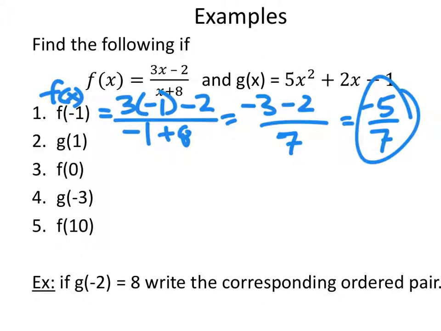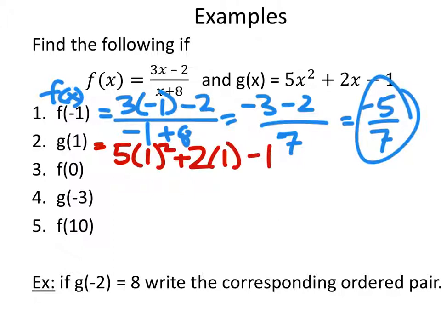Now on this next one, though, it asks for g of x, right? g of x, where x is 1, which is what this is telling us. So in this function, I've got 5 times 1 squared plus 2 times 1, and that's a minus 1 right there. So that gives us 5 plus 2 minus 1, and that is 6. That would be the answer for this one right here.